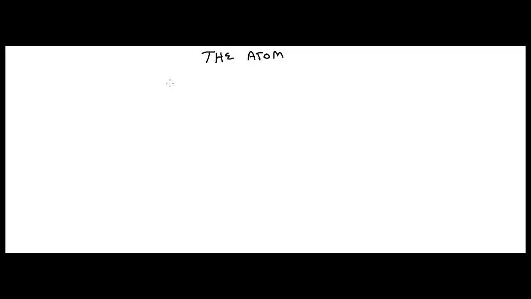Alright everybody, so let's talk about the atom. Specifically, let's talk about the components of an atom. Alright, so what is an atom made of? So basically, it's made up of three things. You're going to have electrons. You're going to have protons. And you're going to have neutrons.